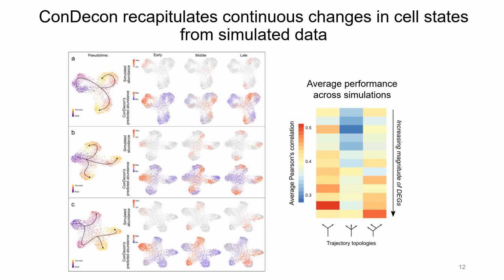Overall, we find that ConDecon's estimated cell probabilities are strongly correlated with the simulated probabilities across 39 different trajectories. These results demonstrate the utility of our clustering-independent approach for gene expression deconvolution.